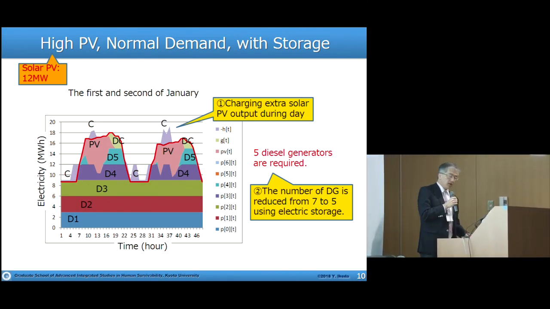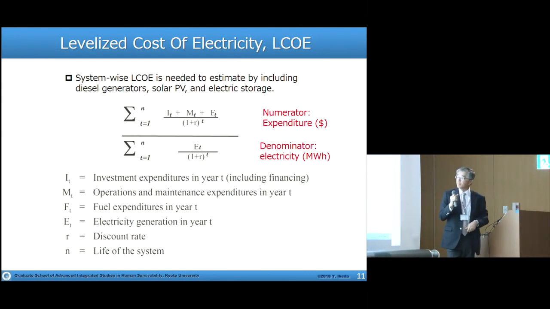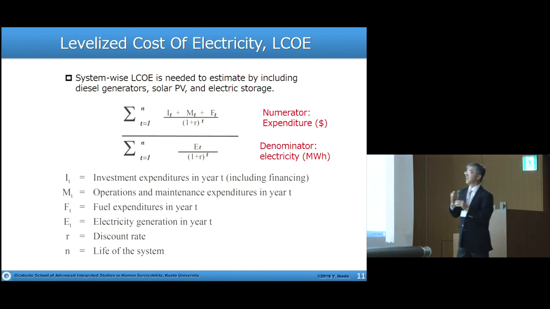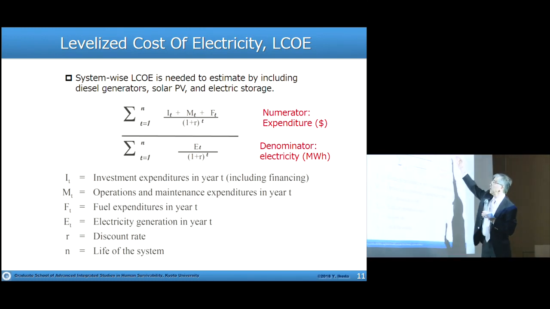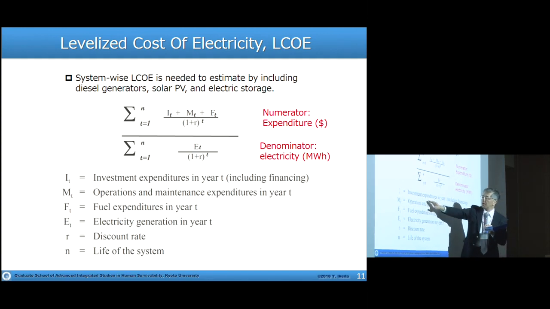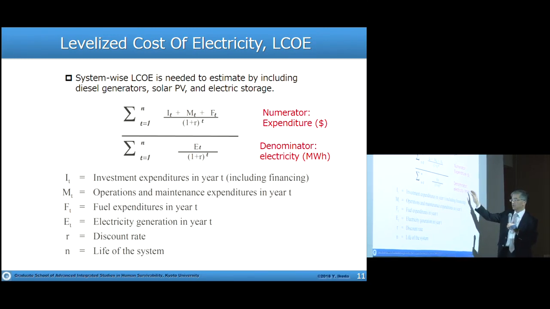Then we calculate the electricity price using the levelized cost of energy, actually the system-wise levelized cost of energy. The numerator is the expenditure that includes investment cost, operation and maintenance cost, and fuel cost. In the denominator is the electricity generation in the year. In this way we can calculate the electricity price.